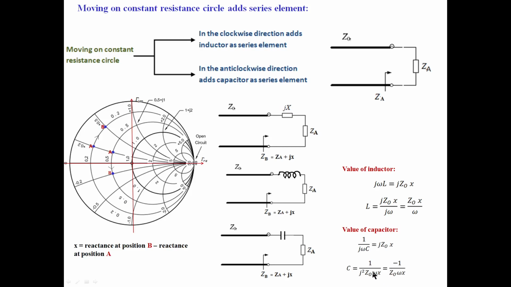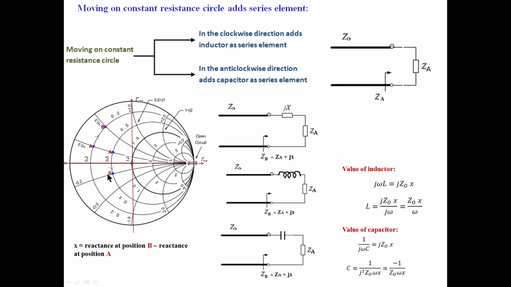See this equation. Here we need to substitute the value of x. For this x value, you take the initial point reactance value. What is the reactance at this position? Take the reactance of the final position minus the reactance of the initial position, and you will be getting the x value.